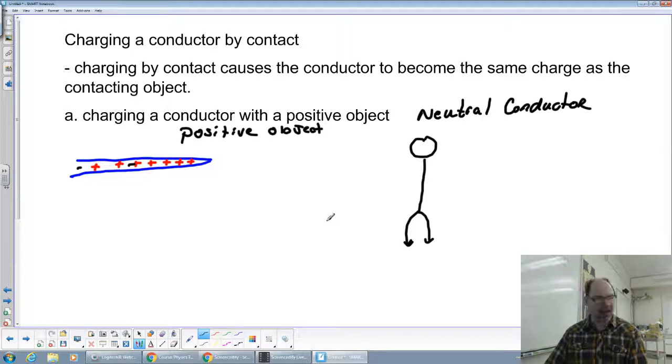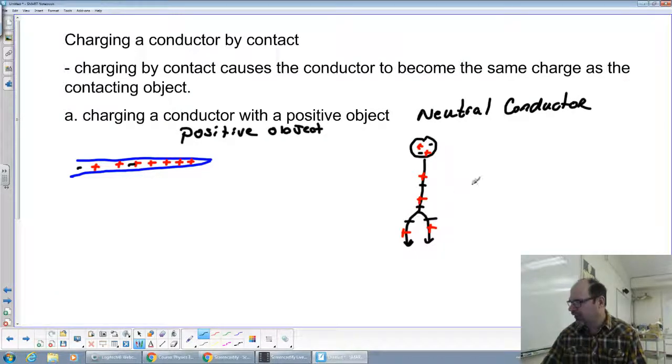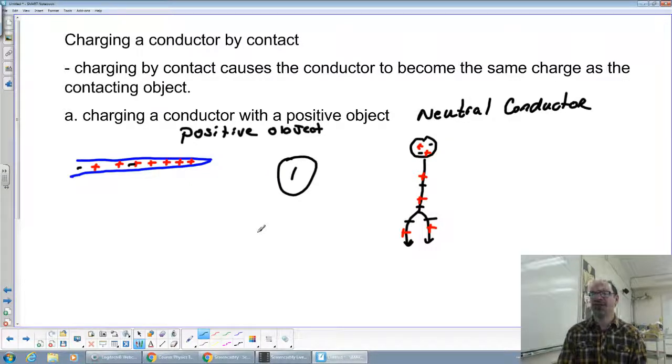Okay, so if it's neutral, we have to have even amounts of negatives and positives. So let's put our positives, they don't move, so we'll put 2 there, 2 there, and 1 each there. Okay, so that's 6 on there, so we'll put 6 negatives, and they'll be relatively in the same spot. So 1 there, 1 there, 1 there, 1 there, 1 there, and 1 there. So even number of charges. So that's the first step.